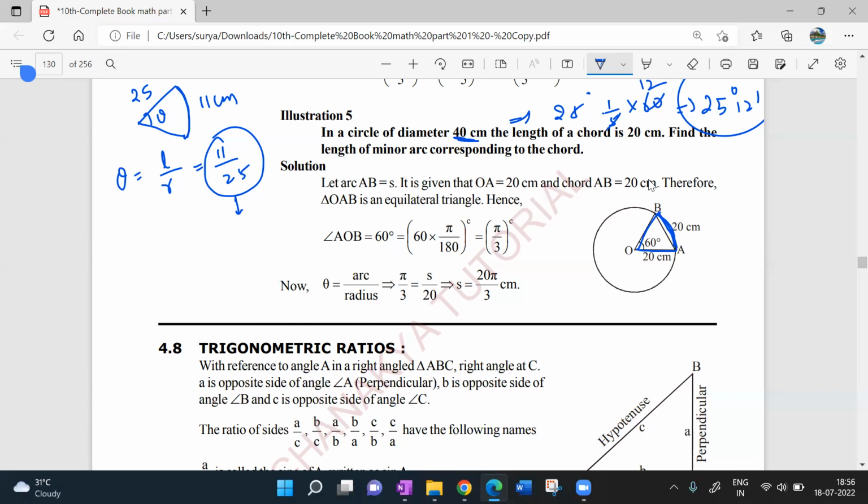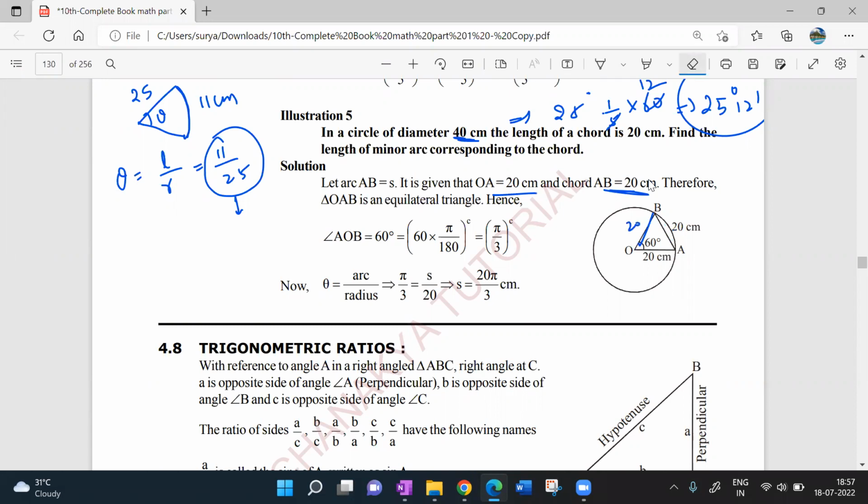So first of all, look at this here. He has taken AB as L, the arc length. So OA, the radius, is given as 20. AB, that arc length, is 20 centimeter. Therefore, triangle OAB is what? An equilateral triangle, of course. Why? Because OA is 20, OB is 20, and AB is 20.